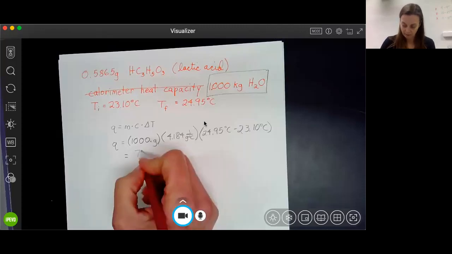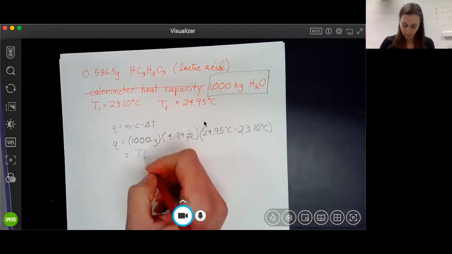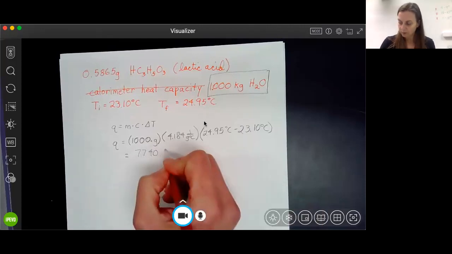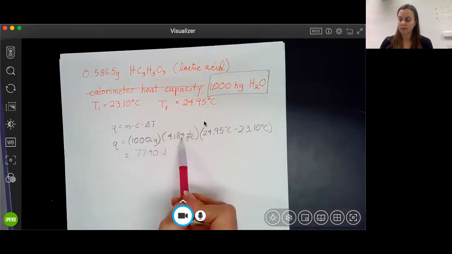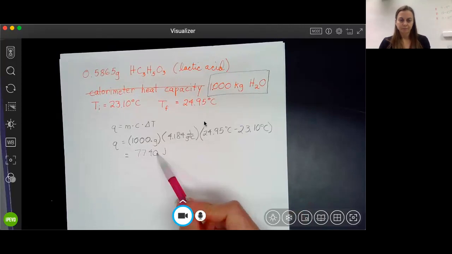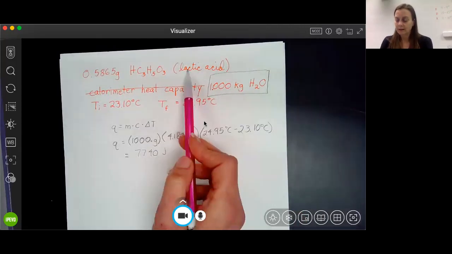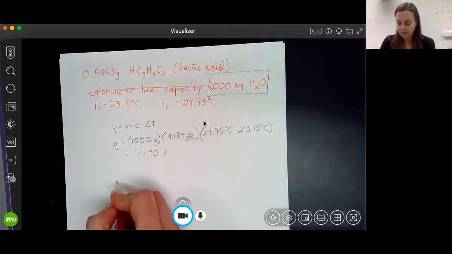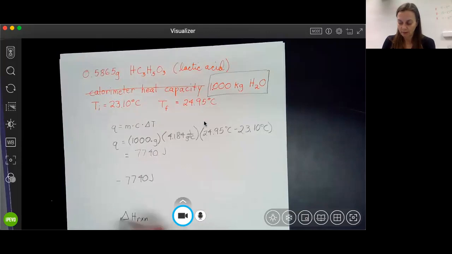And so we get that our energy change is 7,740 joules. This has 4 significant figures, this has 4 significant figures, but this difference only has 3. We get 1.85, so this answer can only have 3 significant figures. So that's the heat that is given to the calorimeter. So we know that the heat that is given off by the lactic acid is equal and opposite. So that would be negative 7,740 joules. But the question asks for delta H of the reaction, or of combustion, which is the same thing.